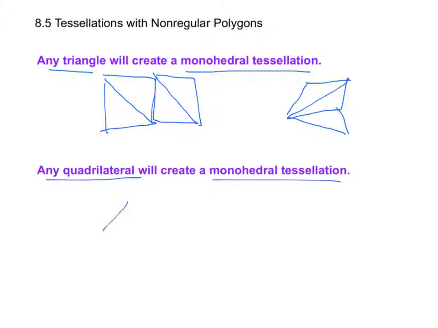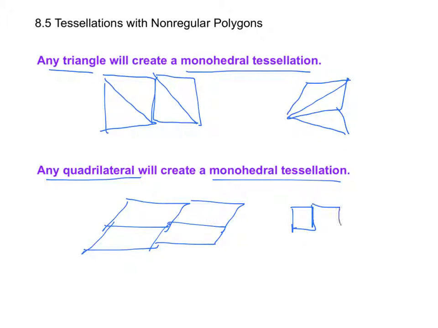This is a little easier to show. For example, parallelograms can go on forever. Obviously squares can go on forever. Same with rectangles. Basically, think of these quadrilateral tessellations as bricks or roof tiles.